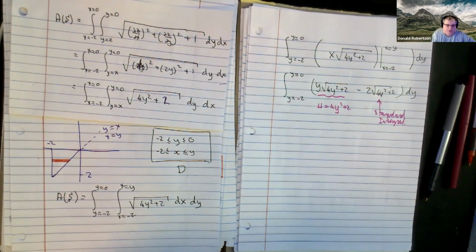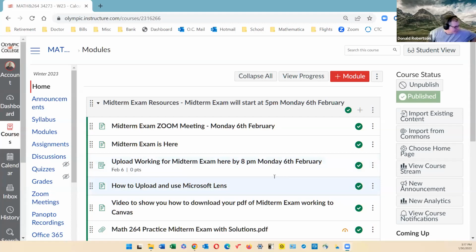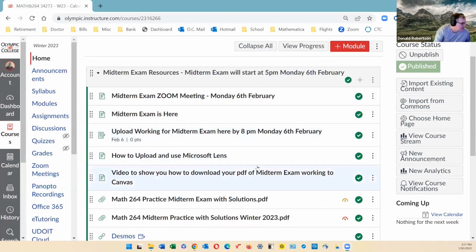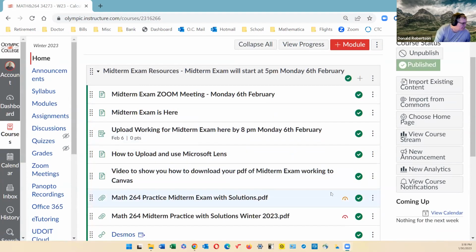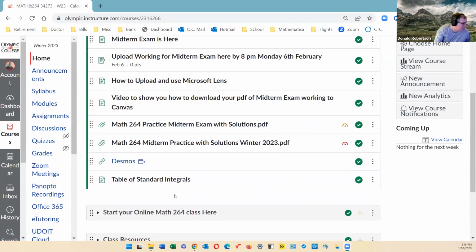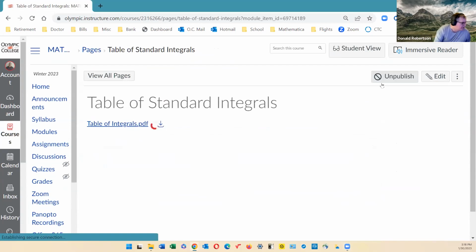Right, if I stop the sharing, I want to show you some stuff that I have kind of connected to this. Your midterm is going to be on a week today, Monday. And I don't know if you've seen this, but on Canvas, I've put up a whole load of stuff. And with the exception of these two practice ones, all the other things are going to be here. So for instance, the one I was about to do, which is a standard integral one, goes here.